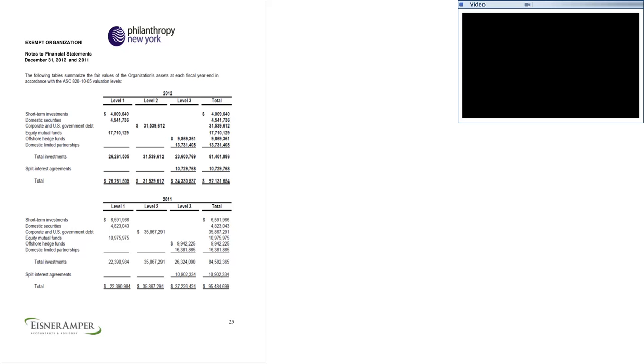So what this note is doing is telling you how much work we were able to do to prove the values in these financials. The reason that's so important is because these numbers tend to be the biggest numbers on the balance sheet. So you probably want to know how comfortable we were with some of these numbers.